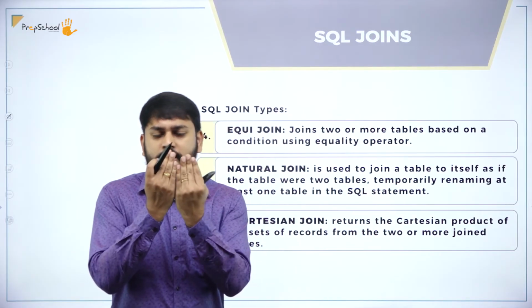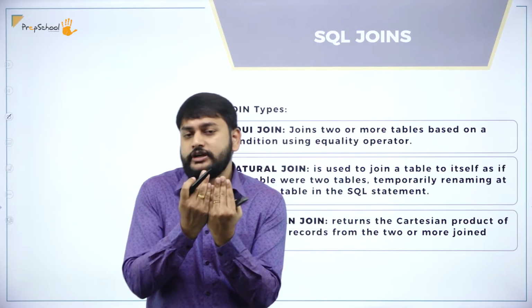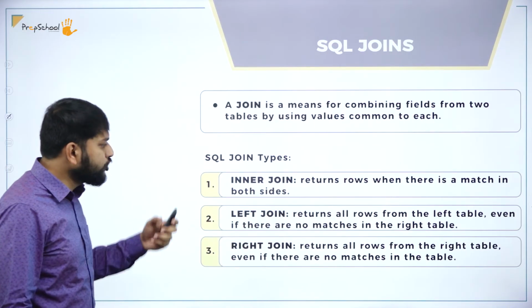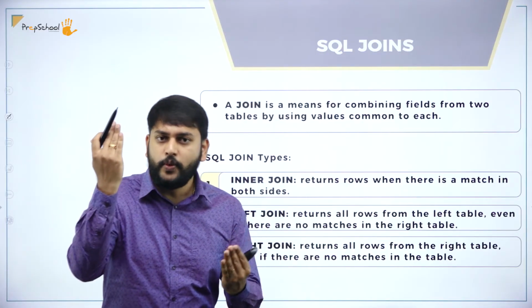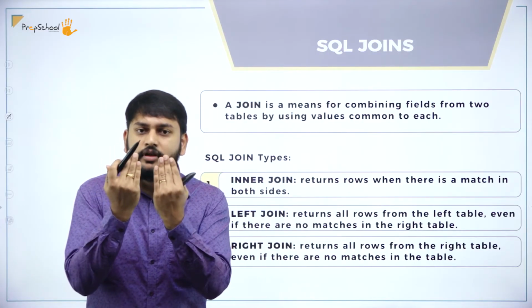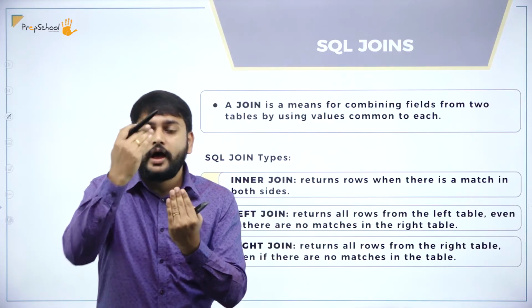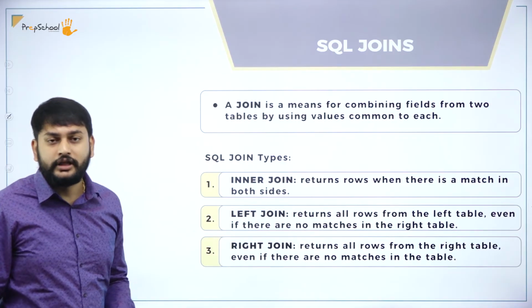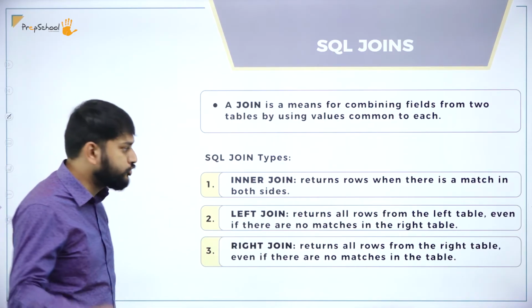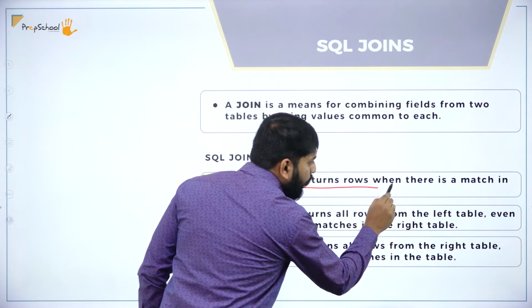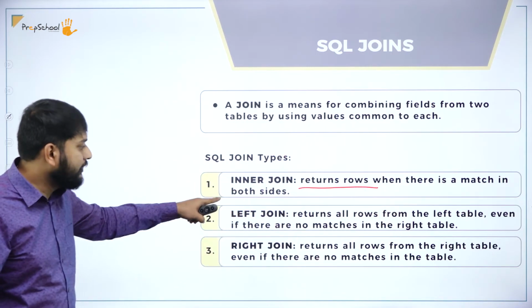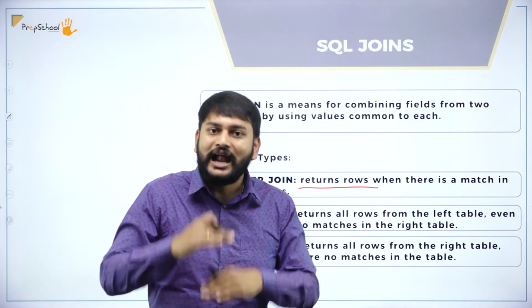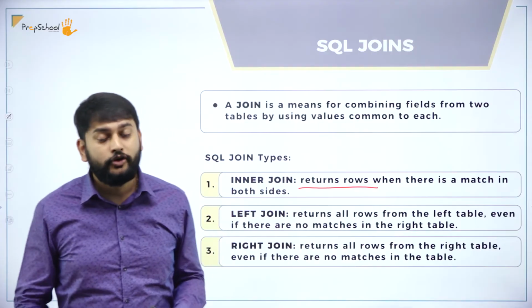I have two different tables, and I will be able to join them in different ways. Suppose it is an inner join: I have table number 1 and table number 2. In these tables, what are the common column values? Only those will be taken. That is what I call an inner join. It will consider only the common values. Please observe here: it returns the rows when there is a match on both sides. Only the common values are returned to you. That's what we call the inner join.